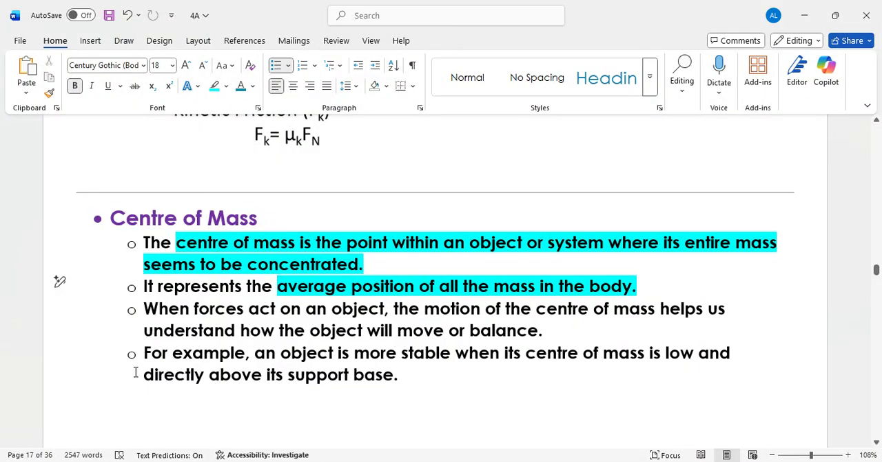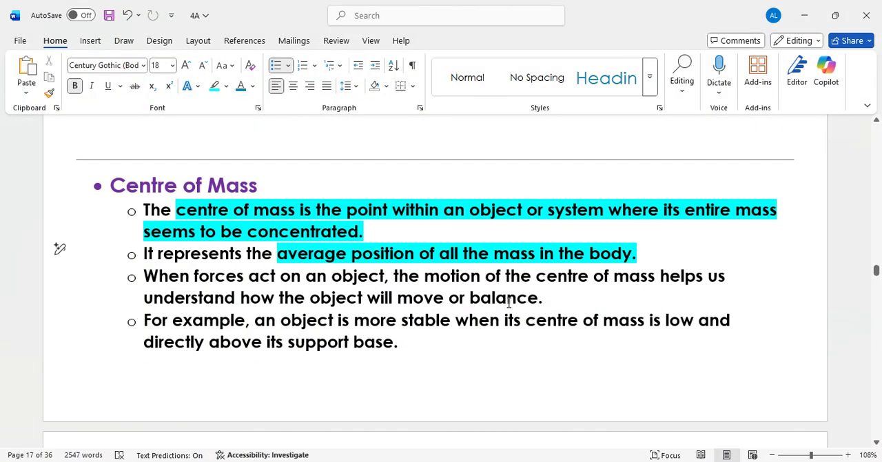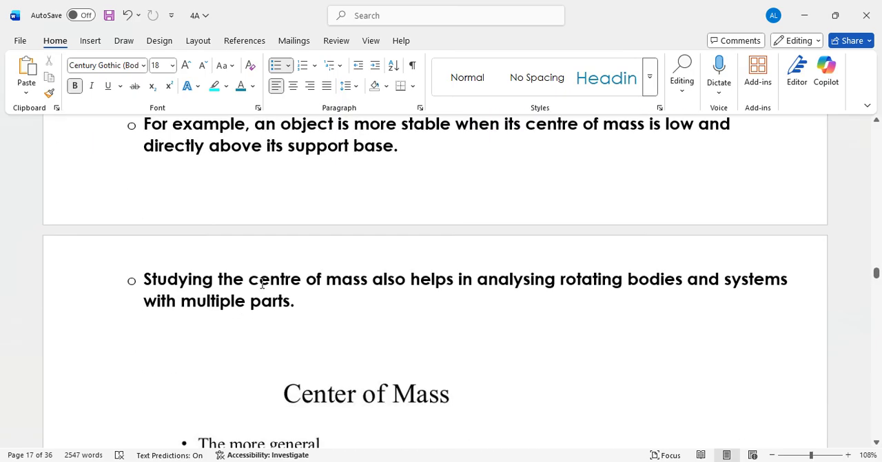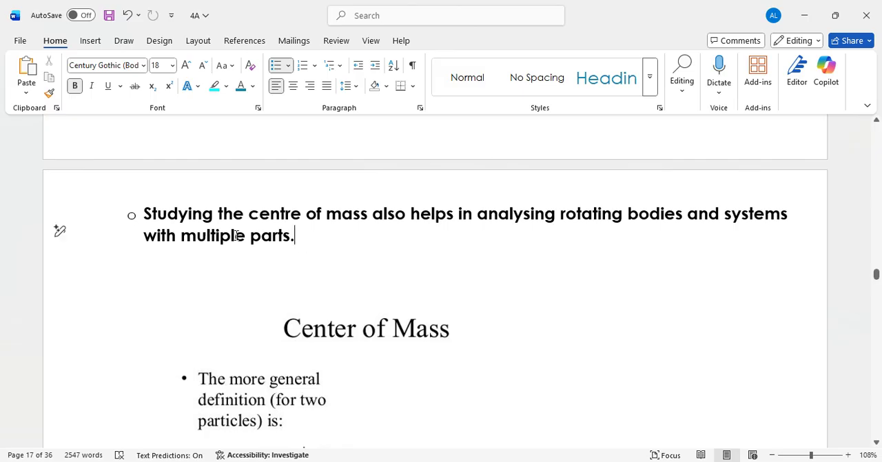When forces act on an object, the motion of the center of mass helps us understand how the object will move or balance. For example, an object is more stable when its center of mass is low and directly above its support base. Studying the center of mass also helps in analyzing rotating bodies and systems with multiple parts.